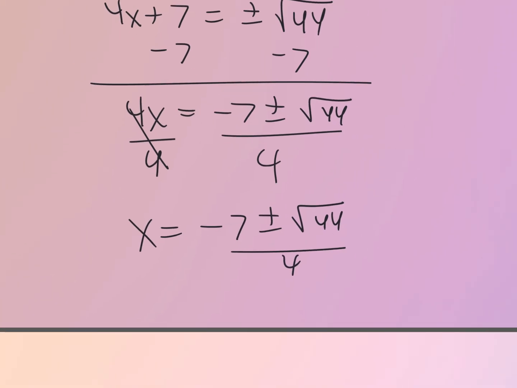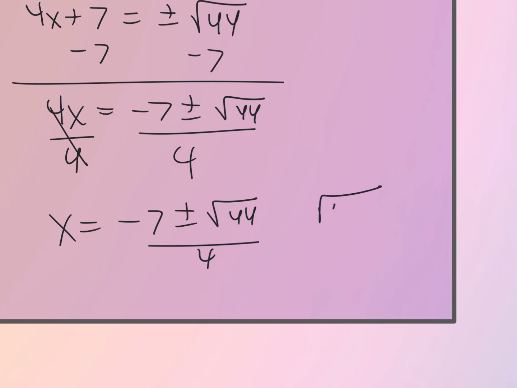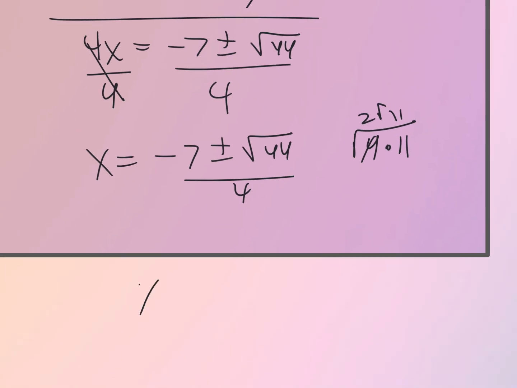You get this far, that's pretty good. It's not full credit though. What do I have to do with root 44? Yep, what is it? Perfect, 2 square roots of 11. So it's x equals negative 7 plus or minus 2 square root of 11 over 4.